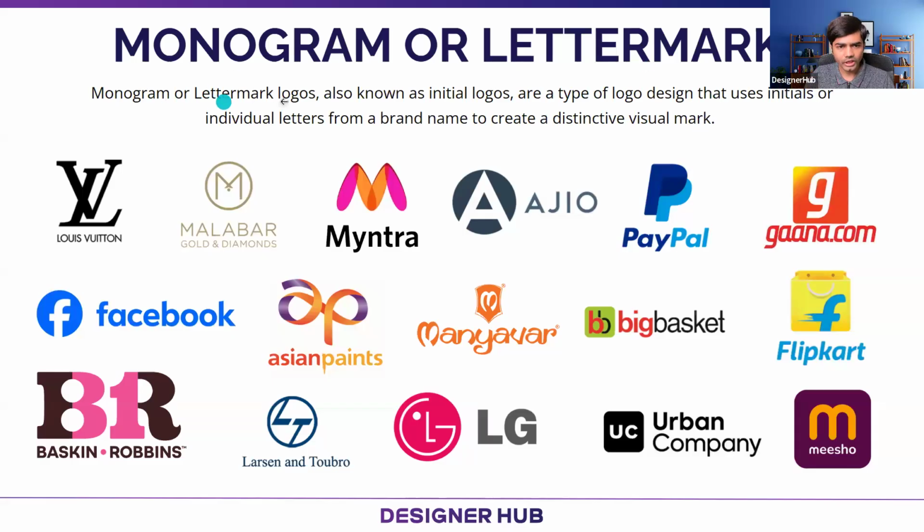Now monogram or letter marks are also known as initial logos and are the types of logo designs that use the initials or individual letters from the brand name to create a distinctive visual mark. You can see over here, like Louis Vuitton, you can see L and V. The first 2 letters have been combined and a logo has been created out of it. Same goes with Malabar Gold and Diamonds. They have taken the letter M and made the entire logo out of it.